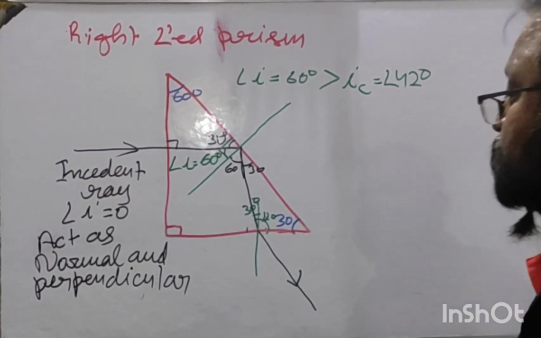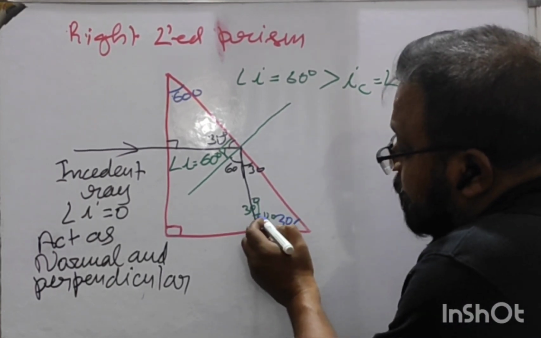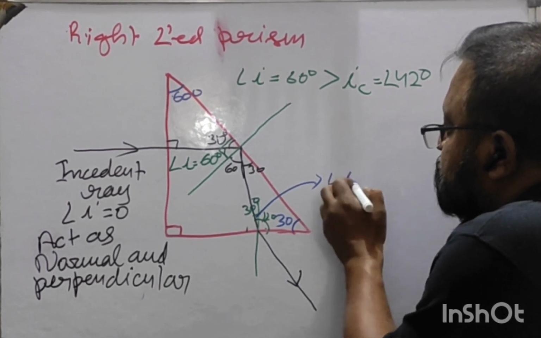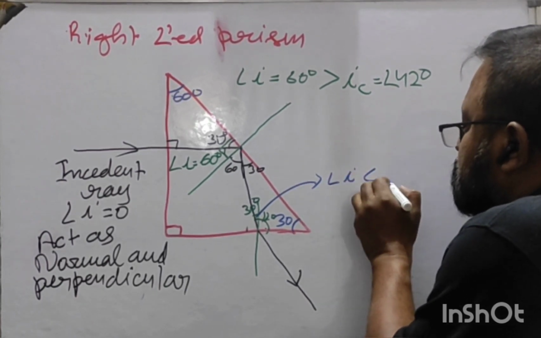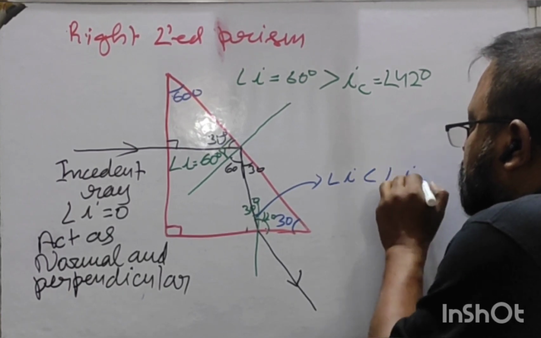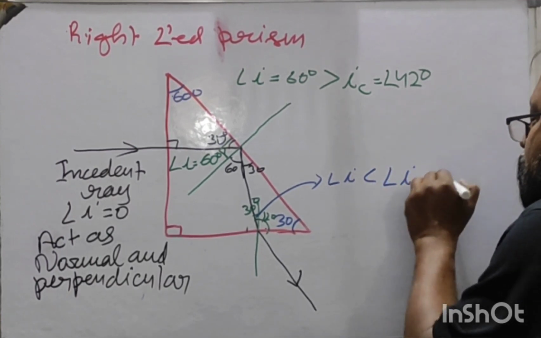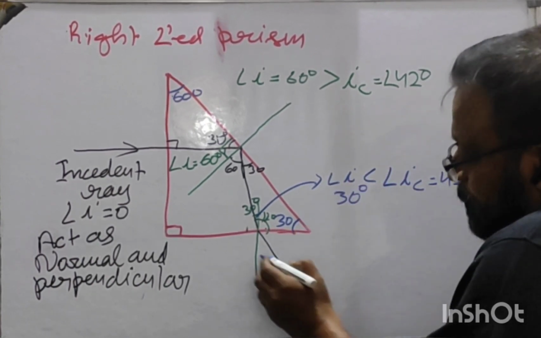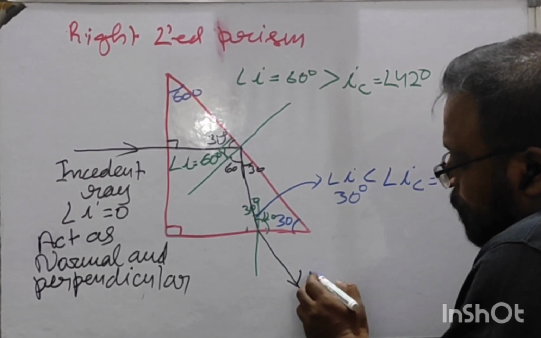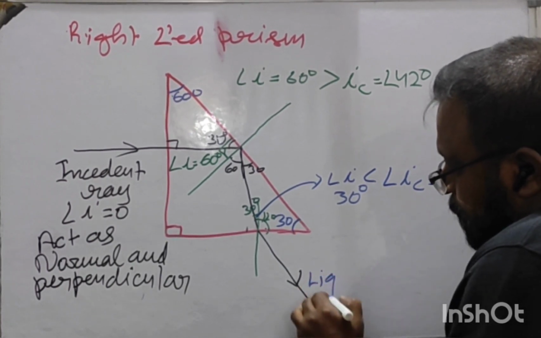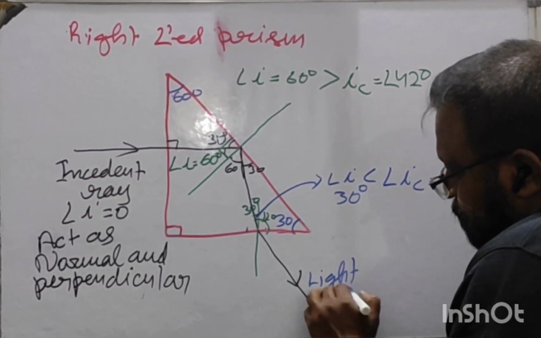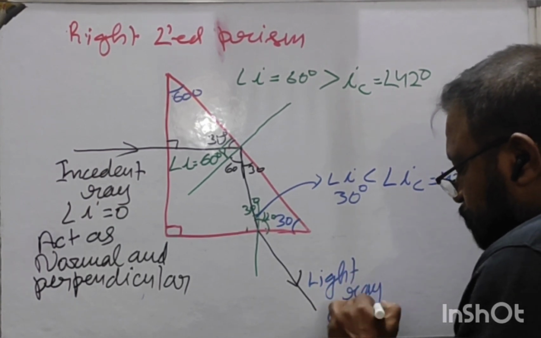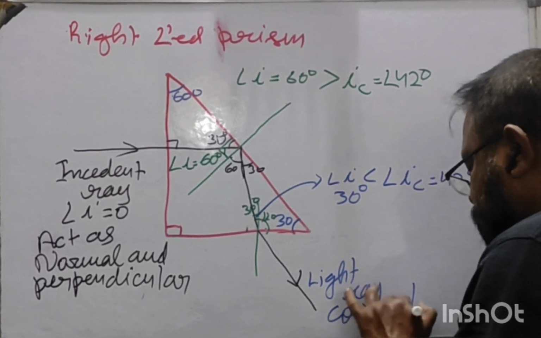right? Because here the angle of incidence is less than the critical angle, that is 42 degree. Here it is 30 degree. So the light ray comes out. I hope you understand.